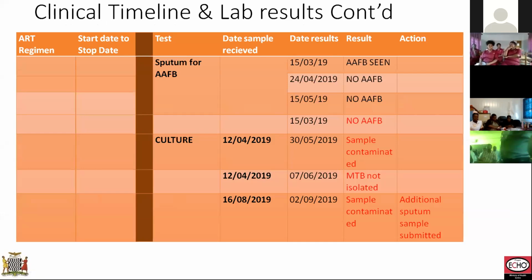For the sputum, the one that was done in March, there was AFB seen. Then the subsequent AFB results showed no acid fast bacilli were seen. The first sample that was taken for culture in April, unfortunately the sample was said to be contaminated, so we didn't get any results. Then another one was done and sent. Mycobacterium TB was isolated, and the third one in August, unfortunately again was said to be contaminated.